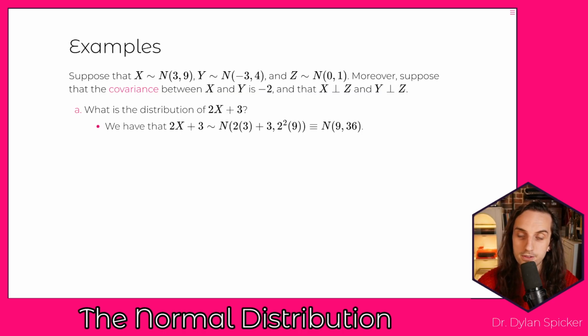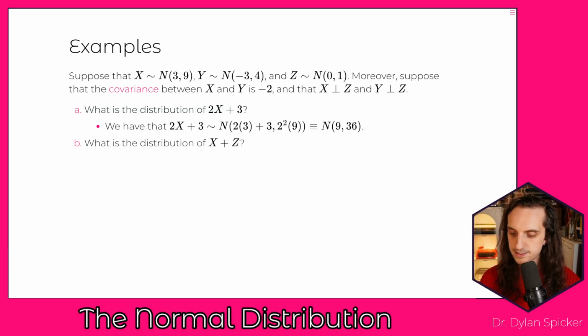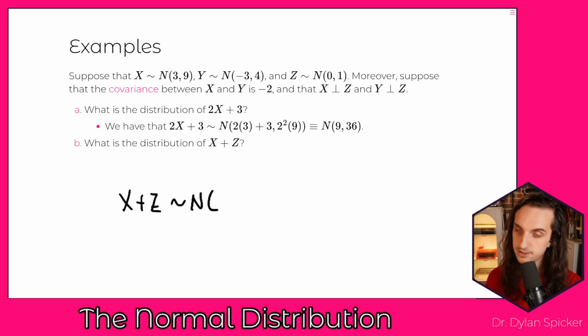So multiplying through, we get 9 and 36 as the parameters of the normal. Now what about x plus z? Here, x plus z is going to have to follow a normal distribution, right? Because they're independent, we add their means and we add their variances.